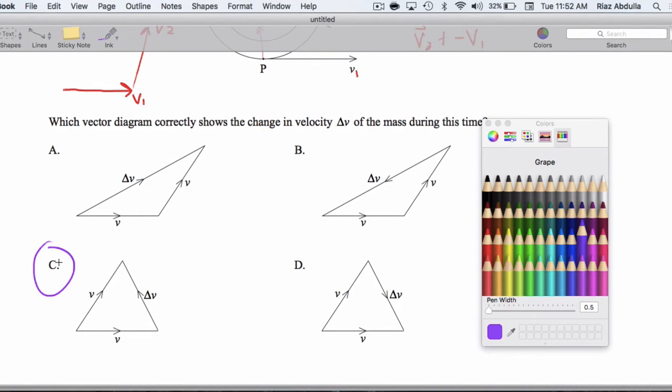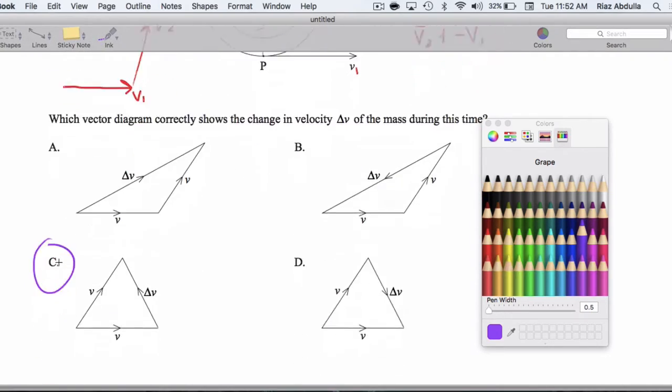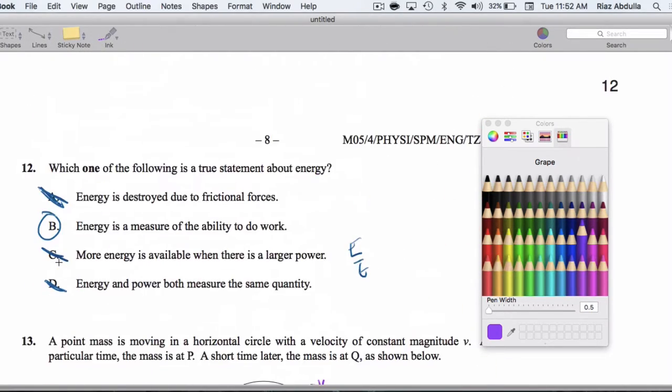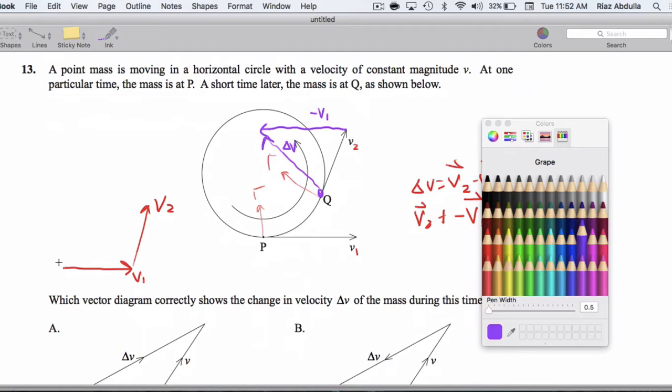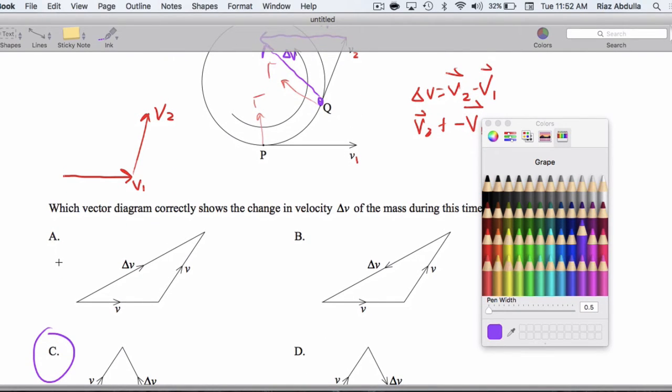They did it a little bit differently. So that's the idea. All right. So that's question number 13.